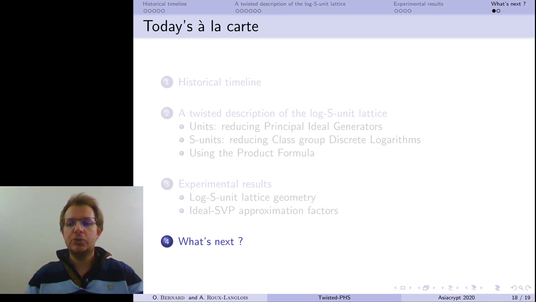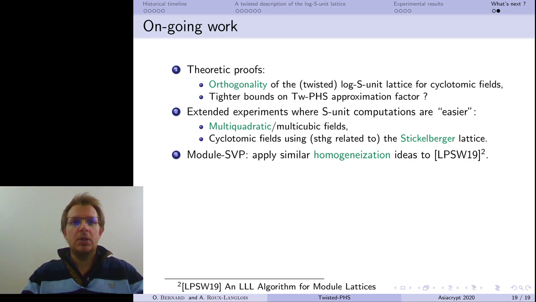52. So to conclude, about ongoing work: the first item would be to theoretically prove that the twisted log-S-unit lattice is orthogonal, at least for cyclotomic fields, and to obtain also tighter bounds on the twisted PHS approximation factor to match the experiments and the intuition. The second item would be to extend the experiments to confirm that all the phenomena that we showed are still valid for higher degree number fields when S-unit computations are easier. So the first target would be multi-quadratic or multi-cubic fields, and the second target would be cyclotomic fields, but this needs to use something related to the Stickelberger lattice, which is not trivial.